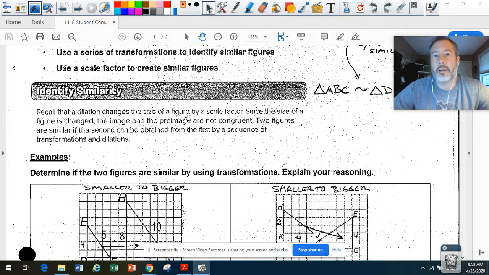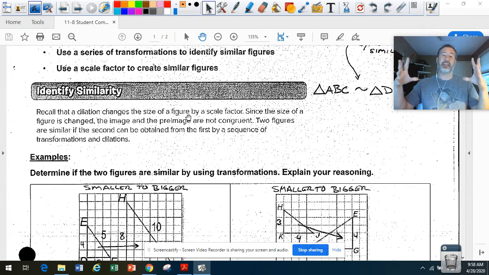Remember our transformations. We may be dealing with a slide, we translate it. It may be dealing with a flip, a reflection. Or a rotation, going around a particular point. And then dilation means, are we increasing it or are we making it smaller? So that's what we're looking at here.